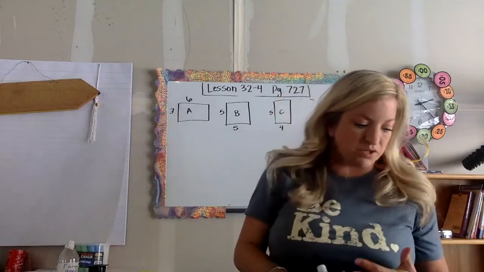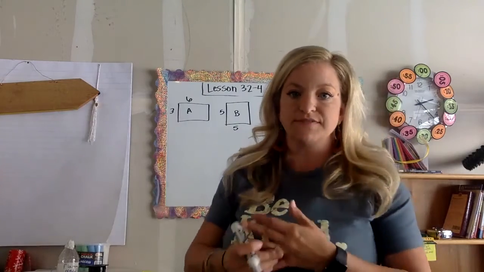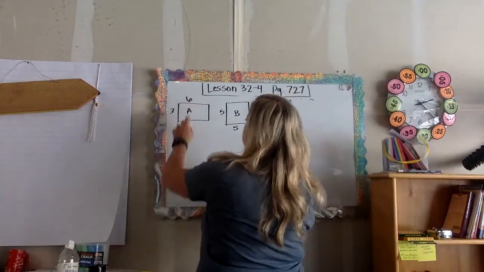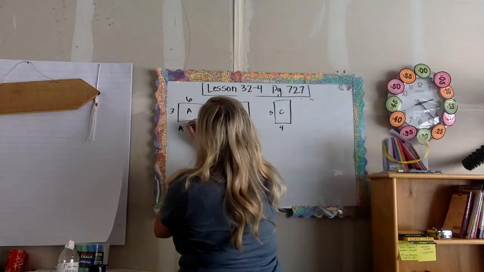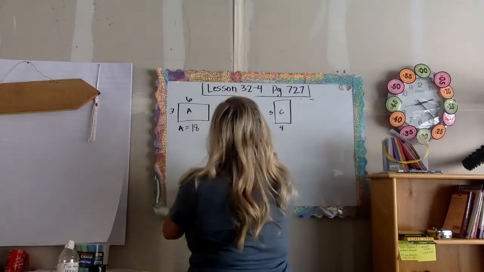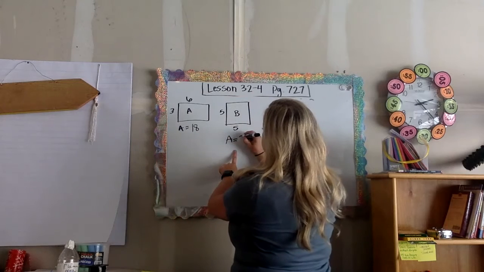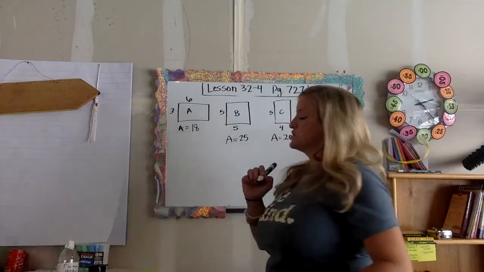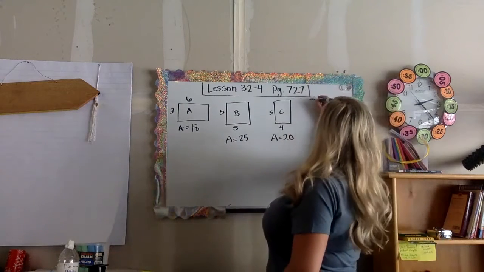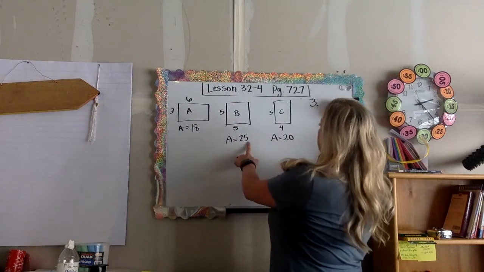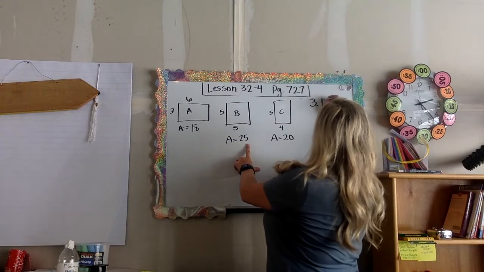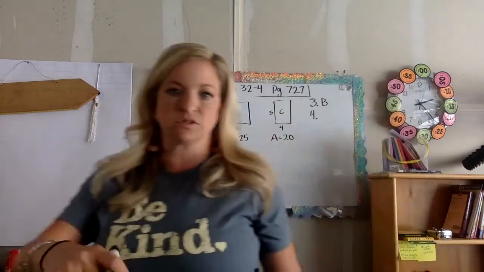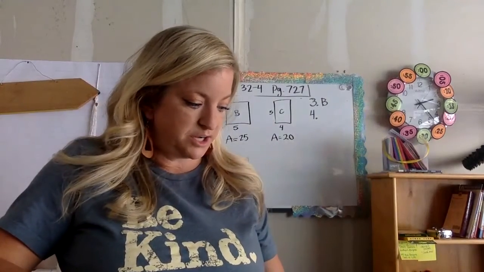Okay, so it says which rectangle has the greatest area? So let's find the area of each one. Area is length times width. So 3 times 6, the area is 18. 5 times 5, the area is 25. 5 times 4, the area is 20. So your question number 3 says, which one has the greatest area? Well, it would be rectangle B. 25 is the largest of all of those. So the correct answer for that is letter B.